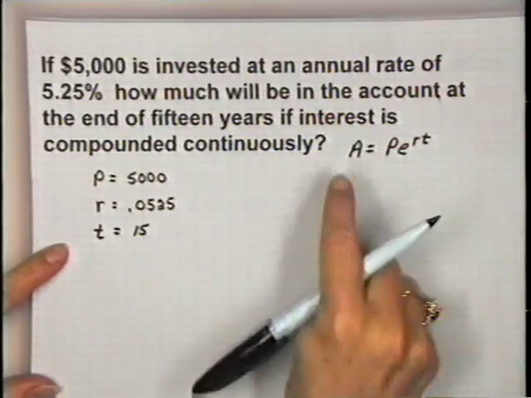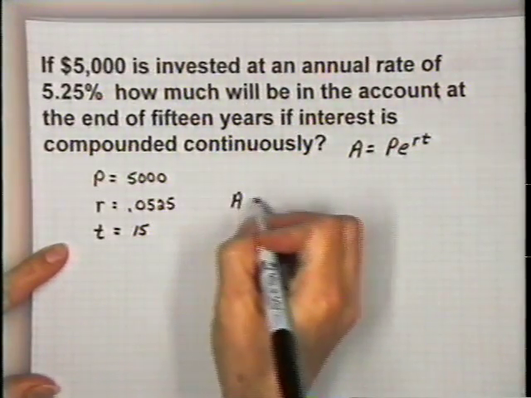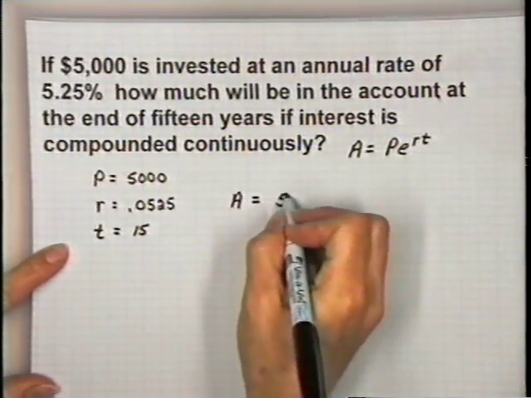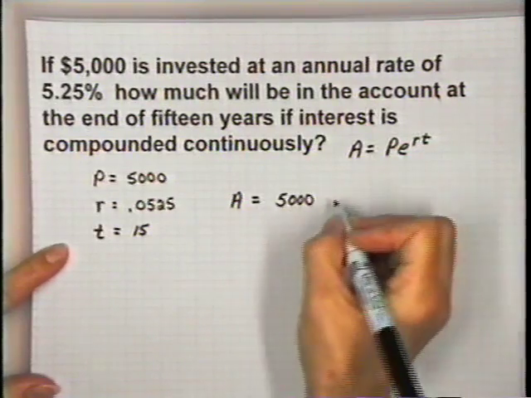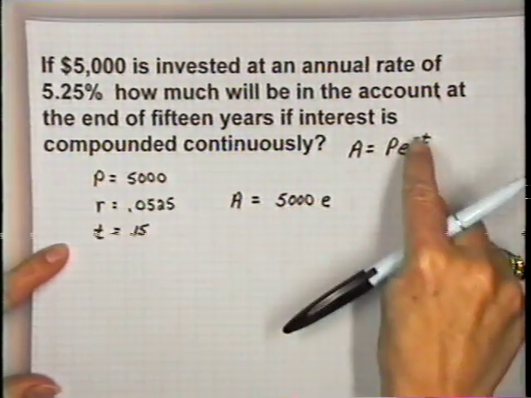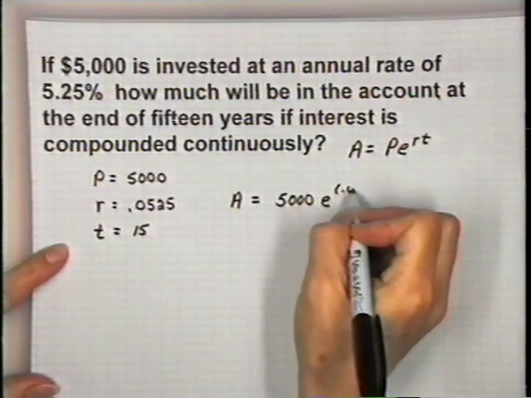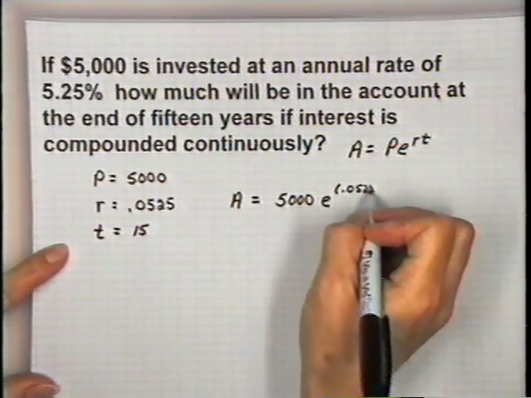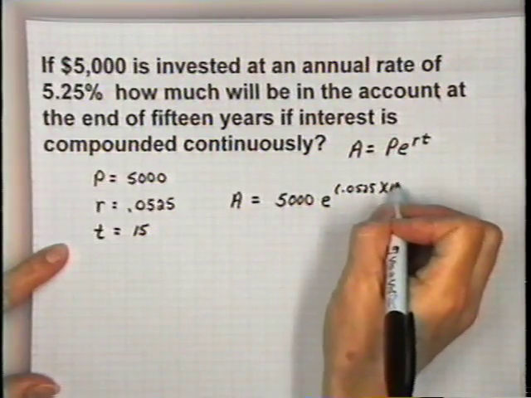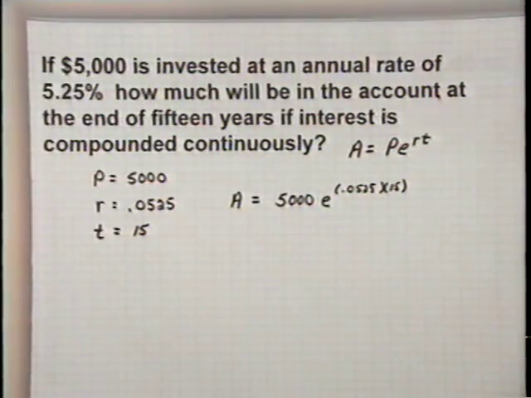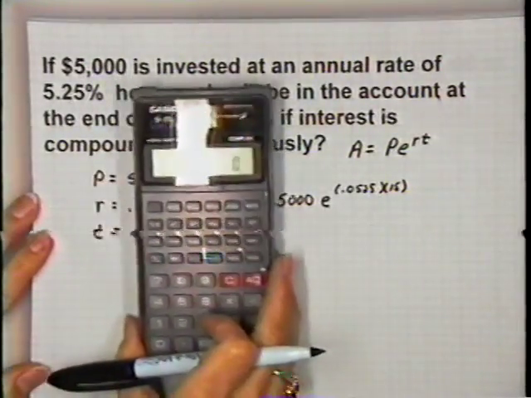Now, let's go to our formula. We're going to find A. Our principal is 5,000. We have e to the r times t. Now, I'm just going to write that as 0.0525 times 15. Now, you could, of course, go ahead and multiply that out if you want to, but I'm going to show you on our calculator that it's not necessary that we do that. Okay, let's go to the calculator.